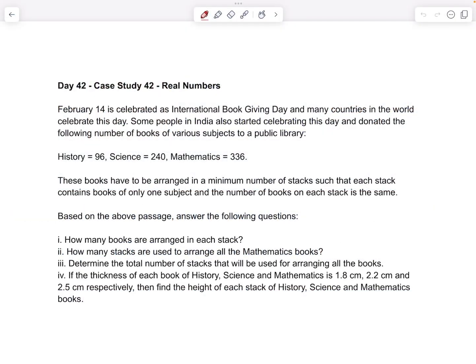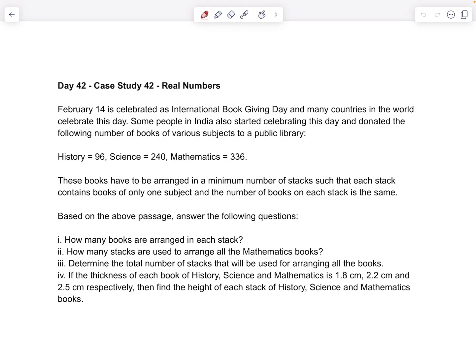The question goes like this. February 14 is celebrated as International Book Giving Day and many countries in the world celebrate this day. Some people in India also started celebrating this day and donated the following number of books of various subjects to a public library. History 96 books, Science 240 books, Mathematics 336 books.